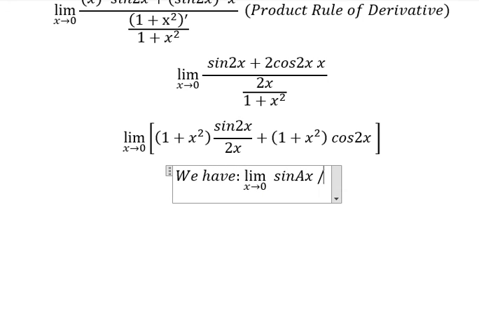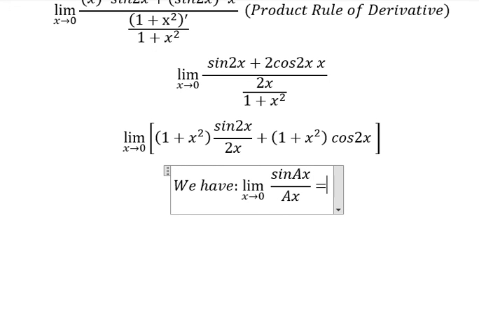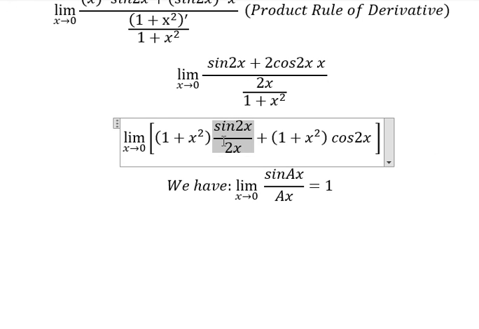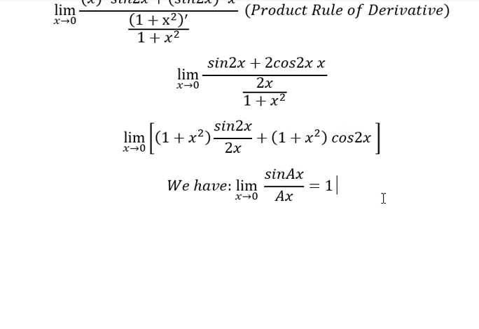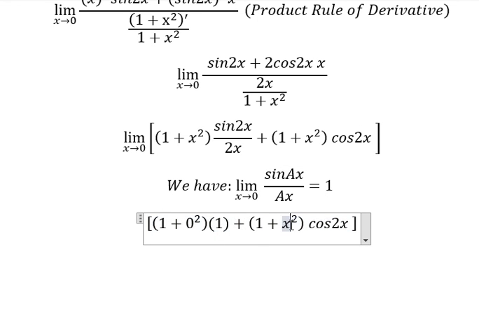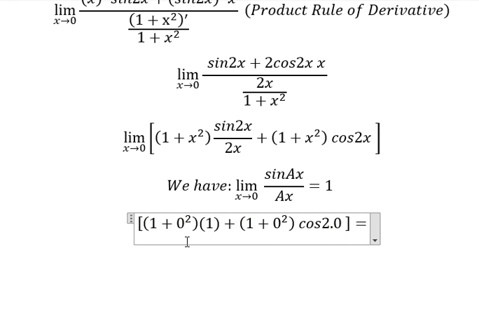Sine ax over ax, you got about number 1. So in this situation, when x approaches number 0, this one you got about number 1. So we have the final answer. So we simplify this one and we have number 2.